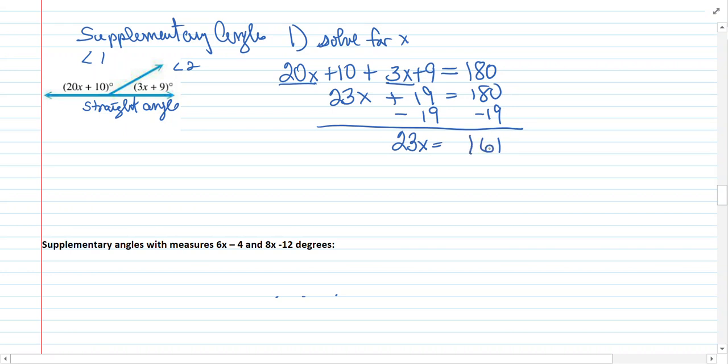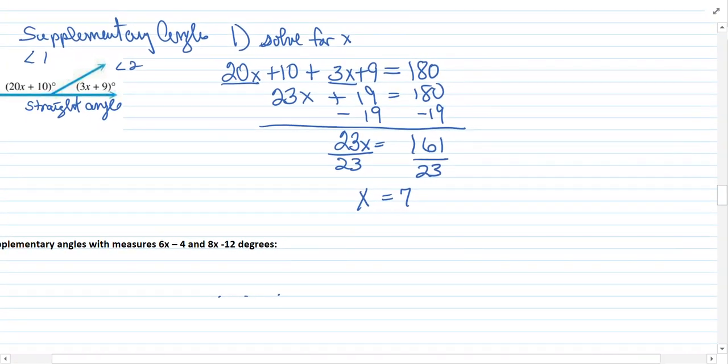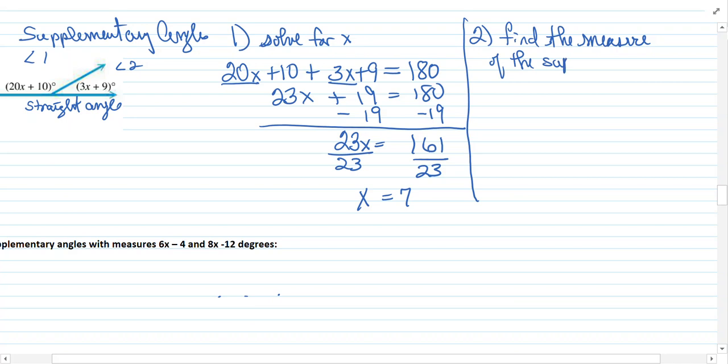161, right? Yes, 161. I'm going to divide by the 23, and you're welcome to use a calculator. Actually, I'm not, because that's 7, isn't it? 7 would make 21, 14, 15, 16, yes. Well, that answers part of the problem. Now we're going to have to do step 2, which is find the measure of the supplementary angles.